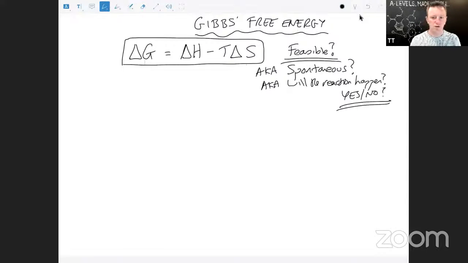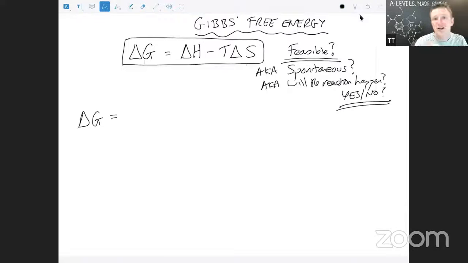So what's more likely to occur? Something that has an increase in entropy or something that has a decrease in entropy? What's more likely to occur? Increase or decrease in entropy? Good, an increase in entropy. Absolutely. Okay, so let's think about this.